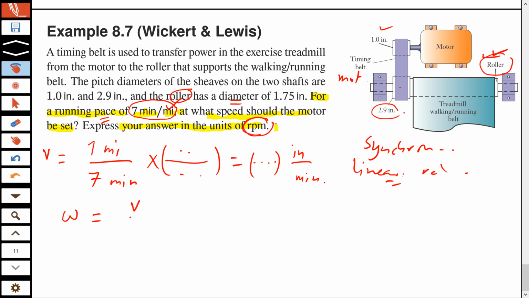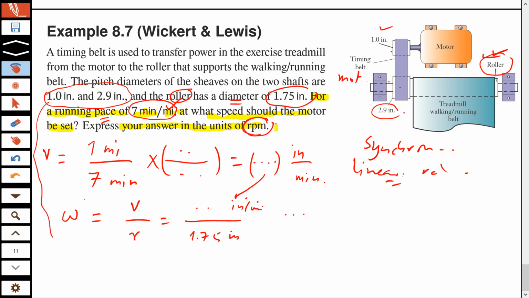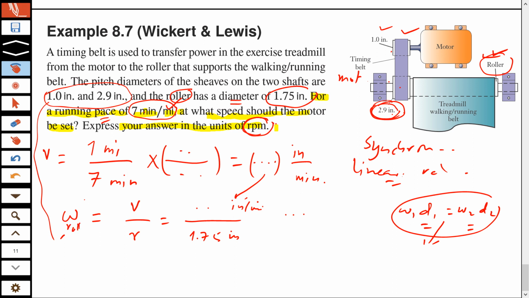You can divide v over r. Okay, this value has come from here in inches per minute, and the radius of the roller is given as 1.75 inches. Now that angular velocity, now you have these two gears, and between them the ratio of angular velocities comes from the equation I just derived: ω1 d1 must equal ω2 d2. You can convert between the angular velocity of the motor and the angular velocity of this 2.9 inch gear by this equation. Now the question is how you match the angular velocity of the 2.9 inch gear with the angular velocity of the roller.